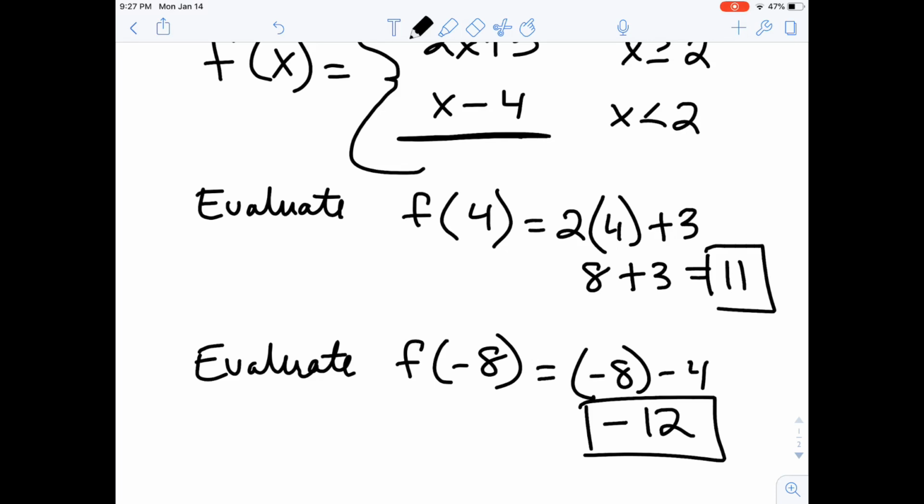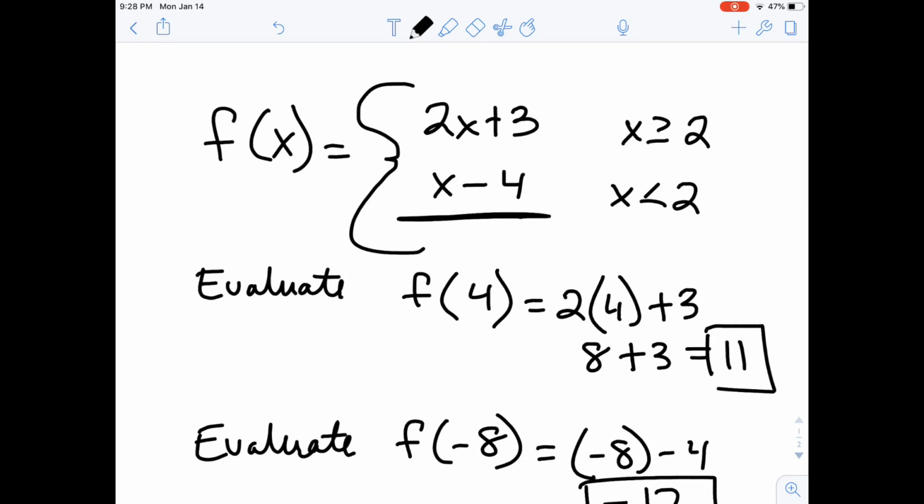So piecewise functions are really pretty easy. This is a pretty basic one; you might have multiple equations, like 3 or more, and you just have to see where the value you're trying to evaluate lies, and that tells you which of these equations to use.